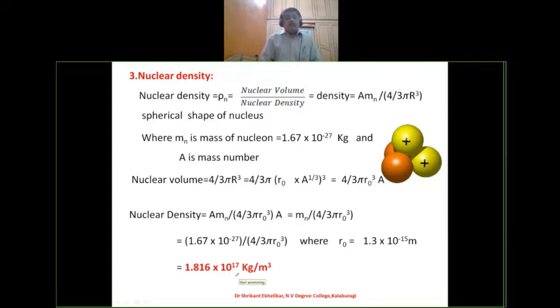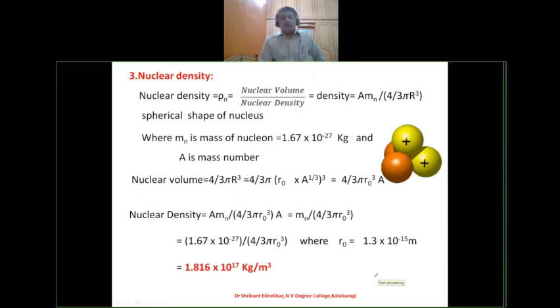This kind of very high density is seen in stars, that is white dwarfs, where because of this density, the outer orbits and electron shells of the atom also collapse, and the very dense matter is in the nuclear density range, that is 1.816 into 10 raised to 17 kg per meter cube.